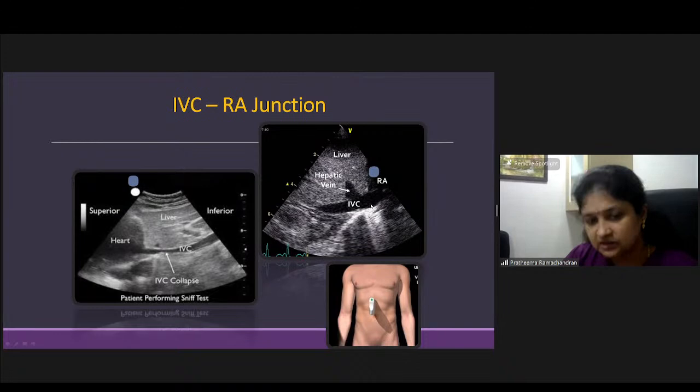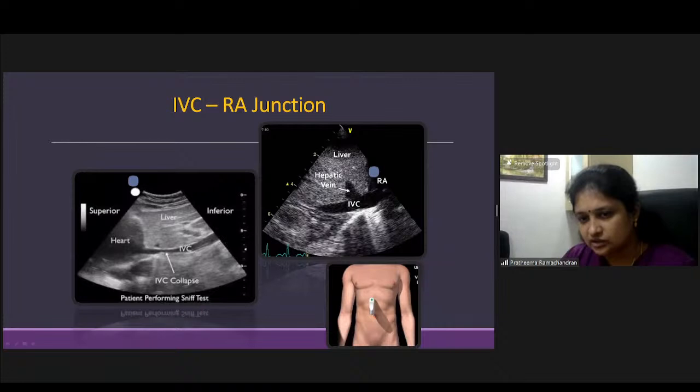Sometimes it is confused with the aorta also. So this is basically monitoring the fluid level, the volume in the patient. If the IVC collapses very well during deep breathing, then we know that the patient can accommodate more fluids. If we see something like this and the IVC is full, then we must think twice before giving the fluid. And next to this, we always do a lung ultrasound to see for B lines.